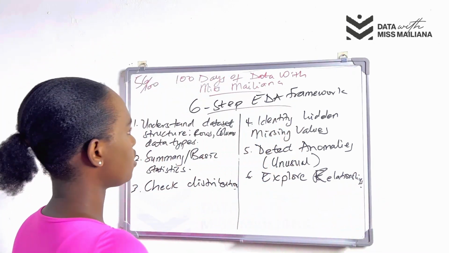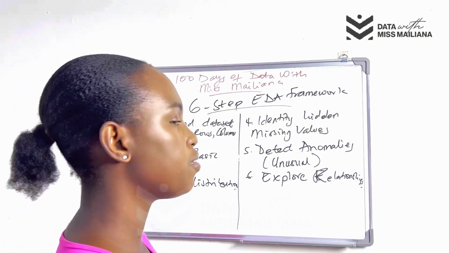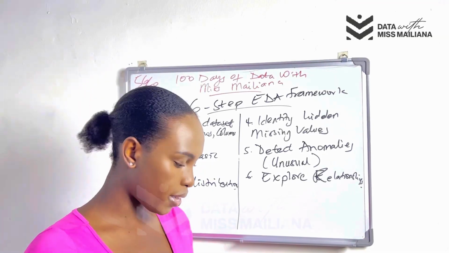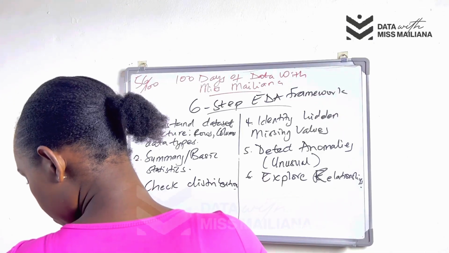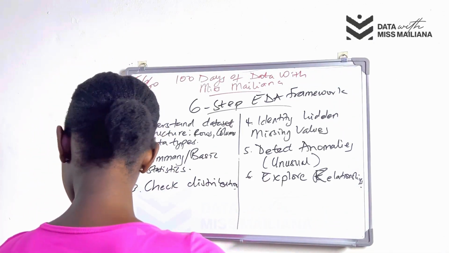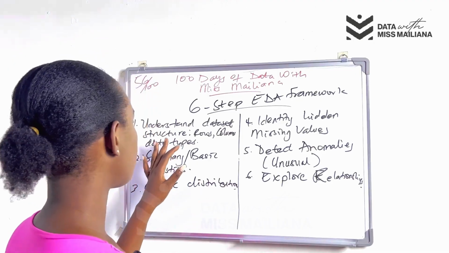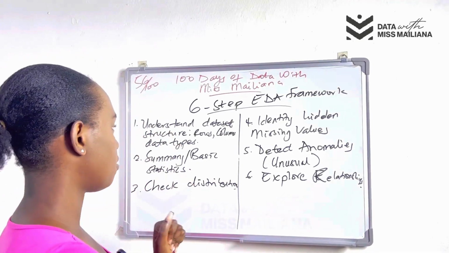Alright, so this is the 6-step EDA framework that's going to help you do a better job in doing an EDA. Alright, so therefore, let's take it one after the other. And I think at this point, I feel like I don't really have to talk about understanding data sets because I've been talking about this for quite some time now.